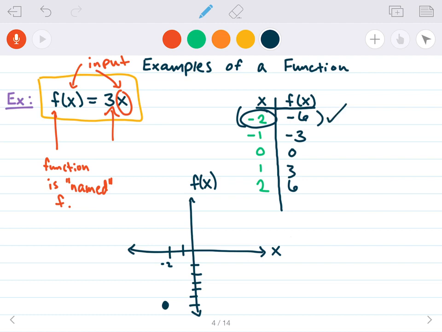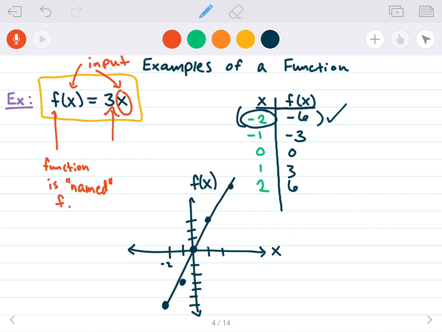Next one, I have -1, -3. So I go to the left 1 from the origin, and then I go down 1, 2, 3 to land me right here. That's -1, -3. 0, 0 just goes through the middle like that. 1, 3: I go to the right 1, and from there I go up 1, 2, 3 to land me right there. And 2, 6 is going to be somewhere right here, okay?